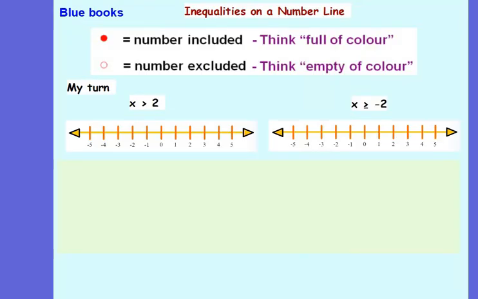So the final thing we need to be able to do with an inequality is to put it on a number line. So in your dark blue books, can I have the title Inequalities on a Number Line? And underneath, can you write the little filled in dot and say number included? Think full of colour. And underneath that, can you write the unfilled dot equals number excluded? Think empty of colour. And when you've got that down, can I see pens down, eyes on the boards? Pause the video for a couple of minutes to copy that out.